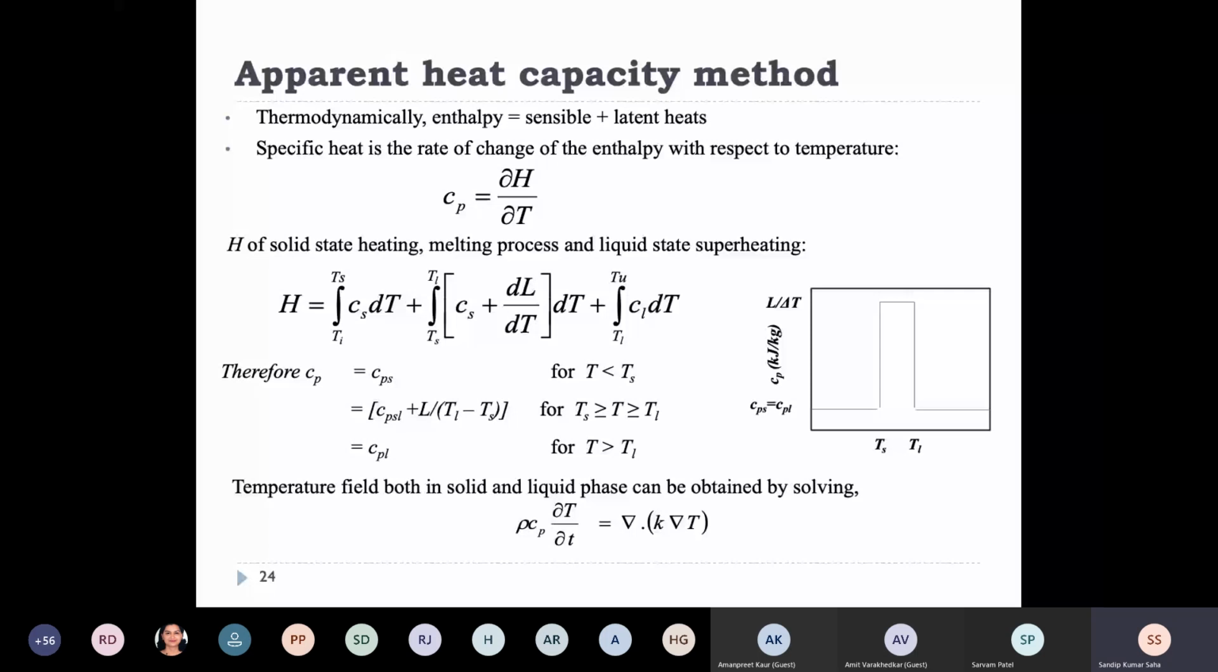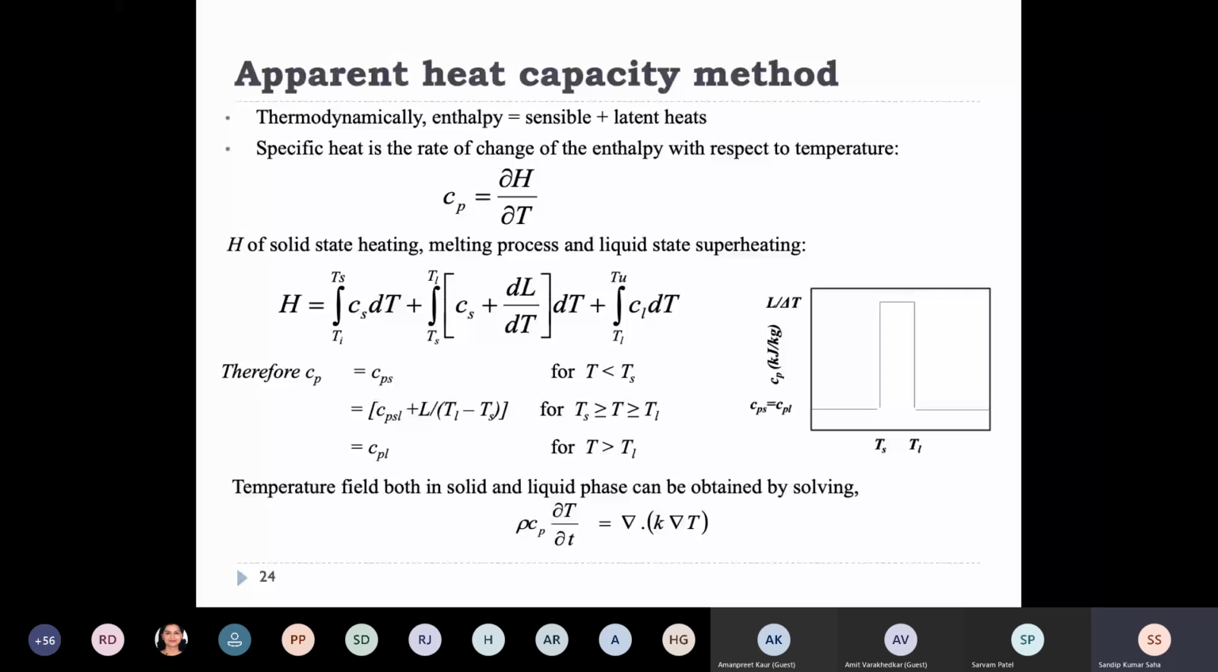Basically, if you see the dimension of latent heat, it is kilojoule per kg, whereas Cp, the specific heat, has the unit kilojoule per kg Kelvin. So some Kelvin has to be divided. If you divide the latent heat L by some delta T, a temperature, then you will get the same unit as the specific heat unit. Okay, so that is the concept basically.